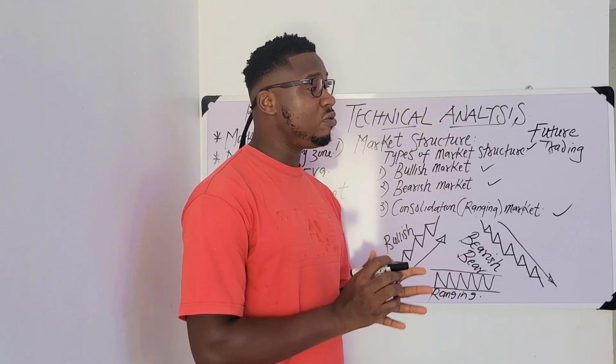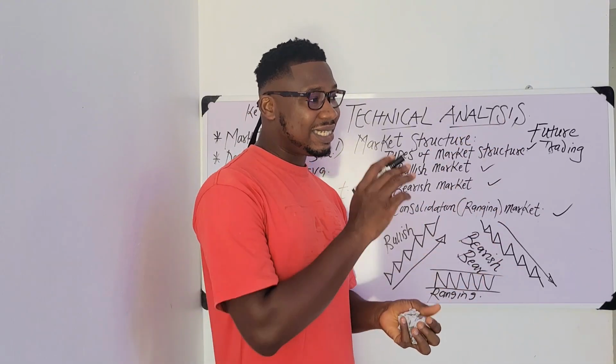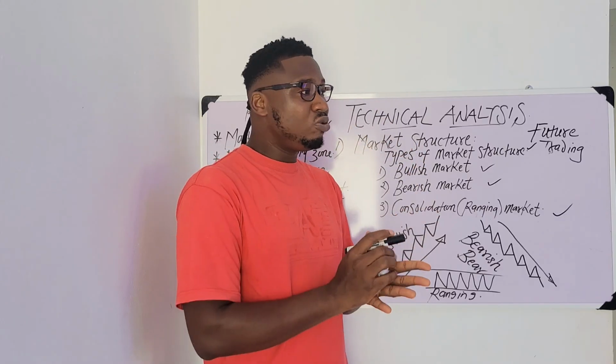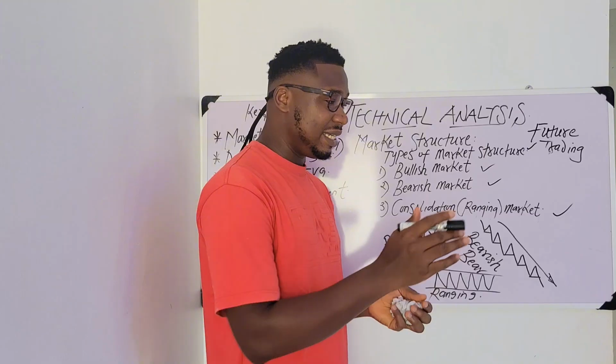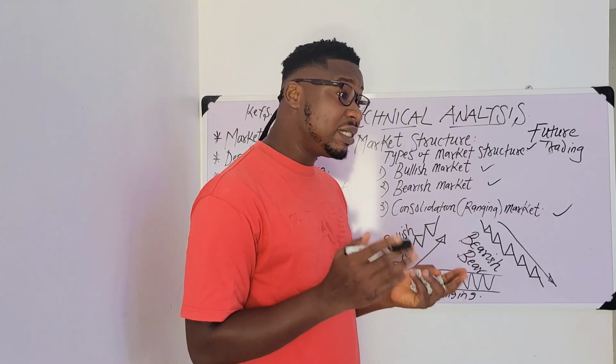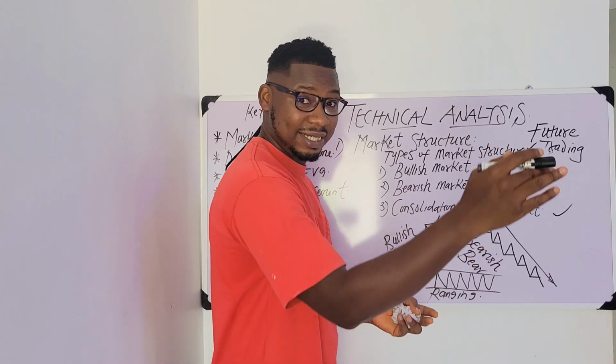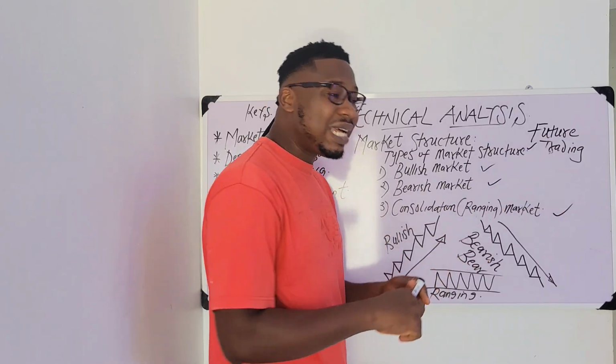And I told you, market does not move in a straight line. Market moves in a zigzag way. It doesn't go straight, just like a snake. Maybe, I don't know if some snakes go straight, but in most cases I've seen a snake that goes like this. You understand the kind of movement? So that is how the market does.